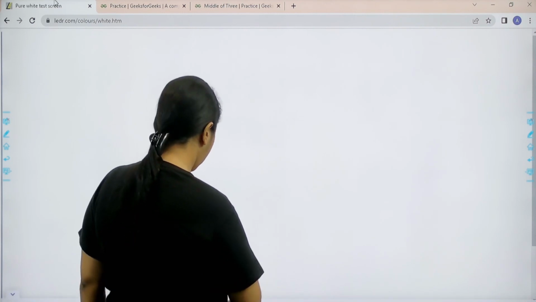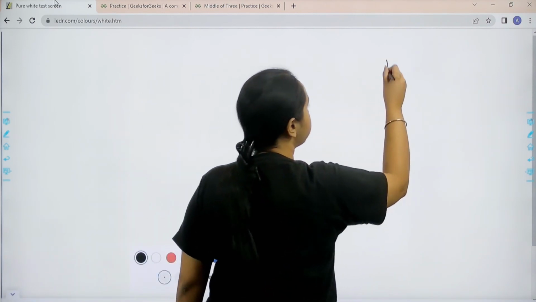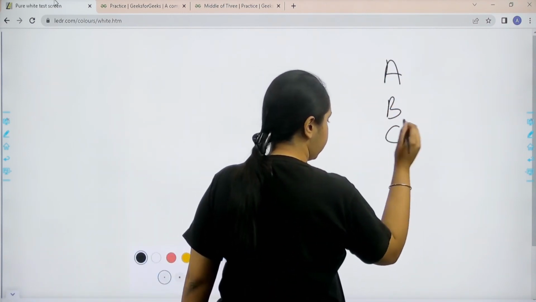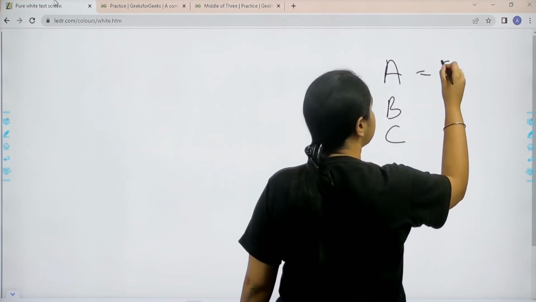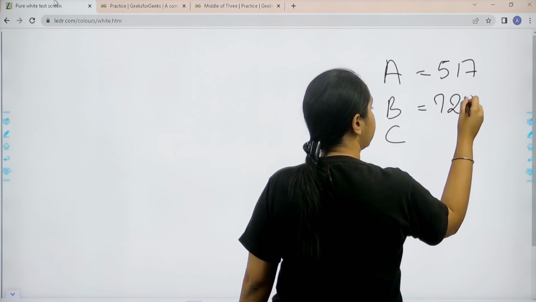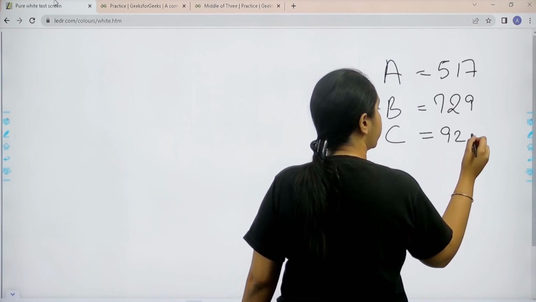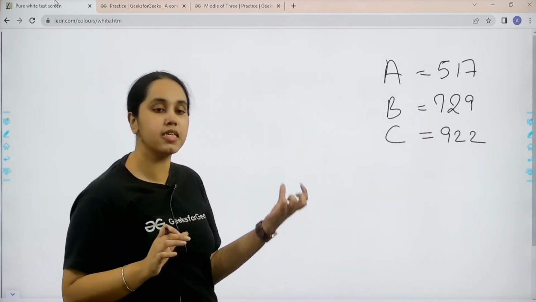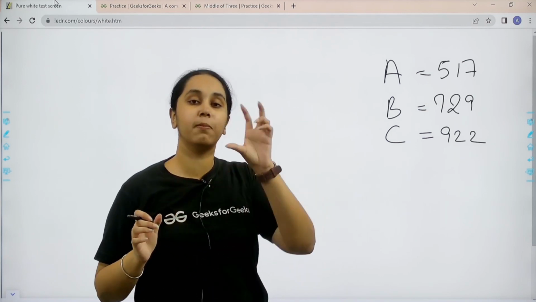Okay, so basically we would have 3 variables A, B and C. For example, A is 517, B is 729 and C is 922. Okay, we have 3 variables and we need to print the middle value.